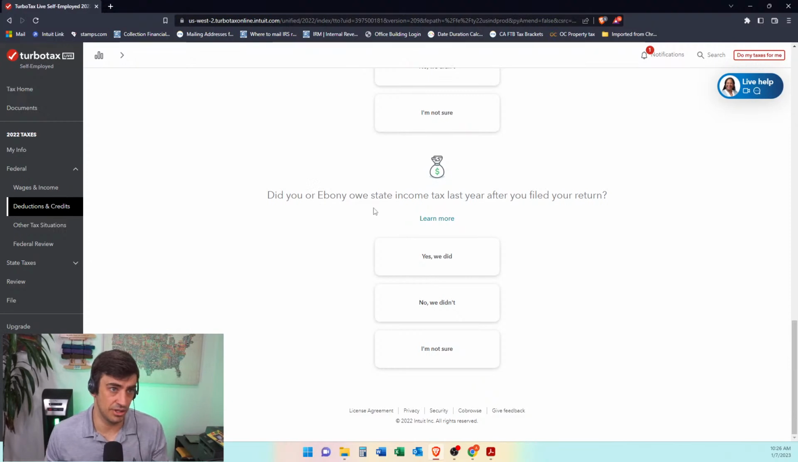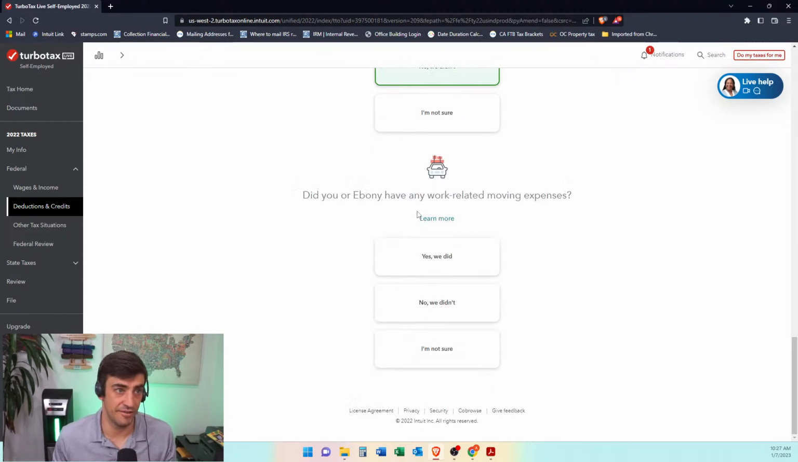Did you or Ebony owe state income tax last year after you filed your return? So it's asking essentially for the state and local tax deduction on itemized. We'll say no, we didn't. We got a refund. Did you or Ebony have any work-related moving expenses? We'll say no.